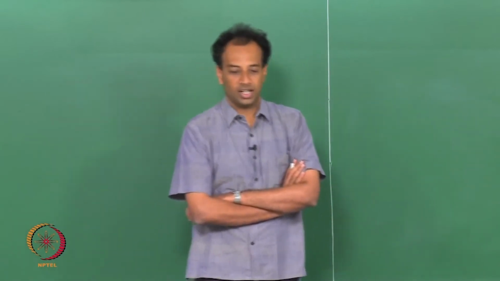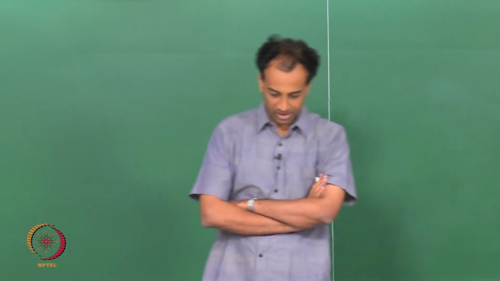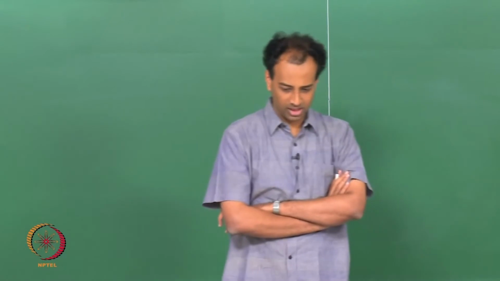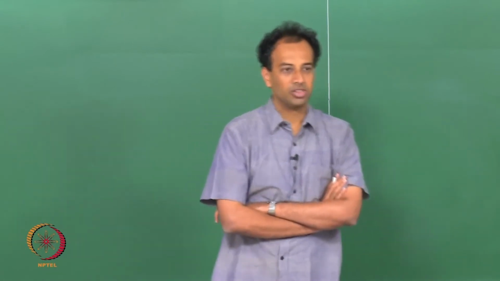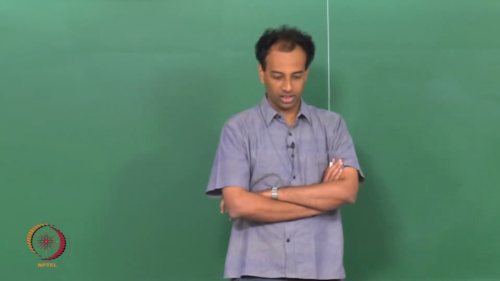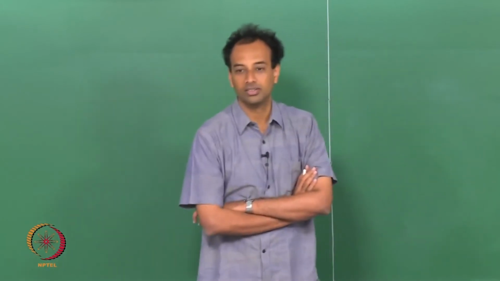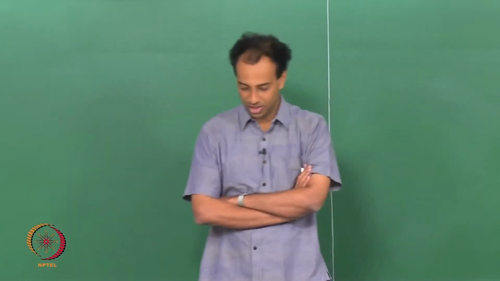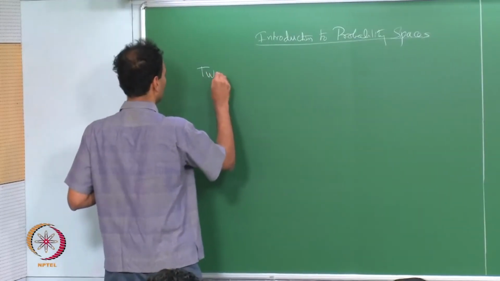Okay. So, in this mathematical theory of probability, it is an axiomatic theory which starts off assuming that there are two entities which are not defined. Okay. So, the two entities which are not defined in the beginning are the following.